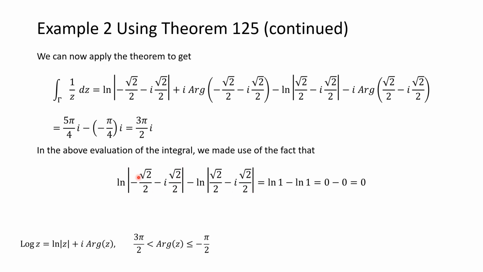You notice when you take the modulus of this one here, it's the square root of minus the square root of 2 over 2 squared, which is 1/2. And then this is also 1/2. So you get the square root of 1/2 plus 1/2, the square root of 1. And you get the same thing here. And I've just written that out. So you get 0. So this cancels that. And then you're just left with the two arguments. And this one here is 5/4 pi i, the argument of this point. And the argument of the other point is minus pi over 4. So when you subtract them, you get 3 pi over 2 i. And that's our answer.